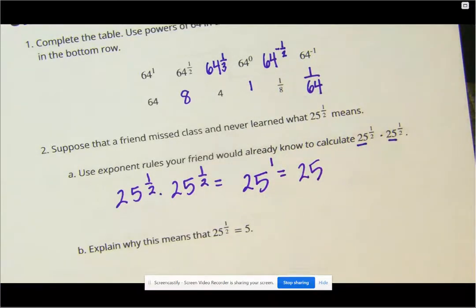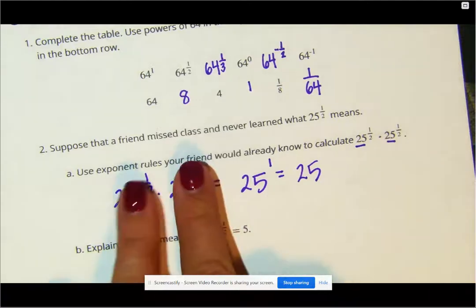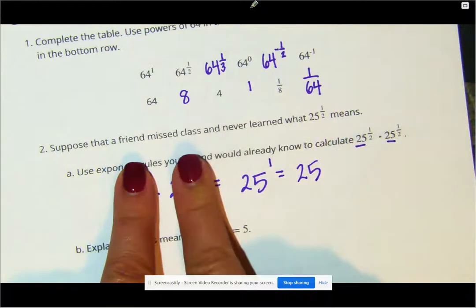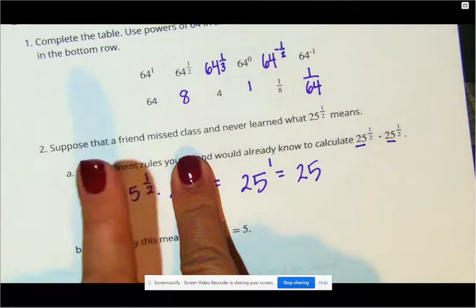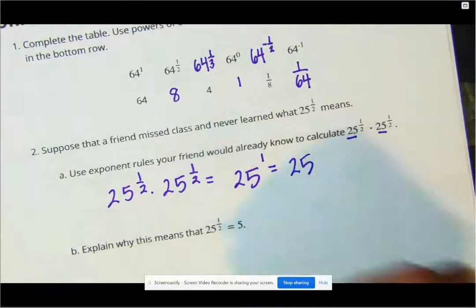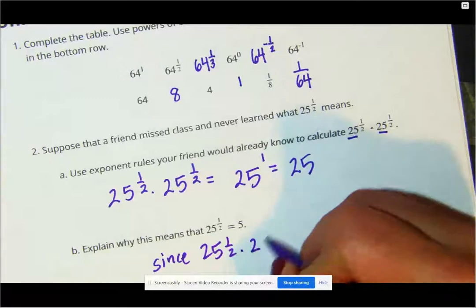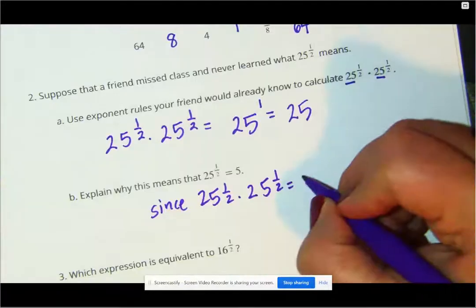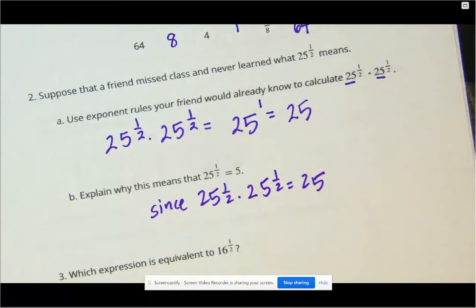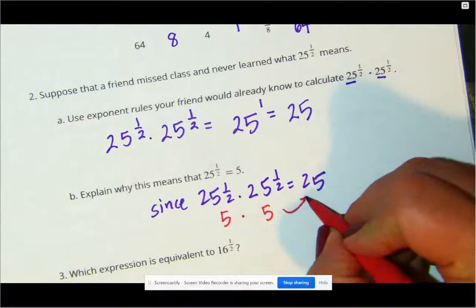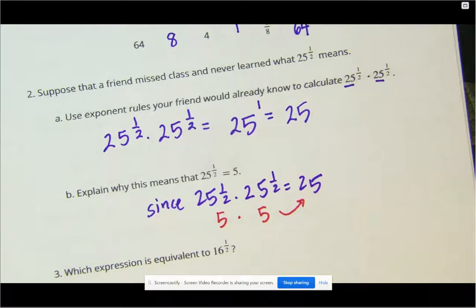Okay? And then it says, explain why this means that 25 to the 1/2 has to be 5. Well, these are exactly the same, so I'm going to cover those up. And this times this ends up being 25. So what do each of these have to be? They're the same, 5 times 5. Okay? Since 25 to the 1/2 times 25 to the 1/2 equals 25, right? I'll use a different color here. And these are the same. These both have to equal 5. That's the only way you can get 5 times 5 to be 25.